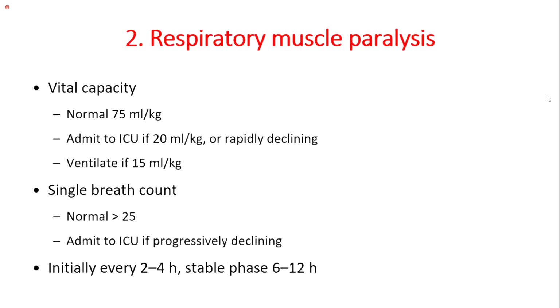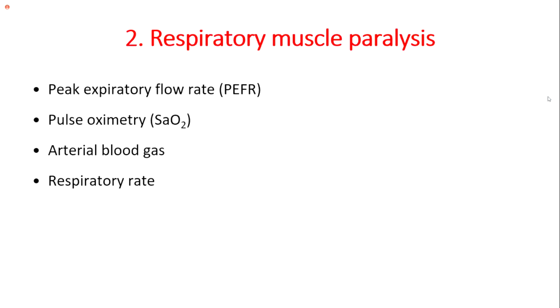Right. So we monitor these patients every 2 to 4 hours. And once they're stable, we monitor them every 6 to 12 hours. What about peak expiratory flow rate, pulse oximetry, arterial blood gas, respiratory rate? Those are different ways in which we measure respiratory muscle paralysis. The peak expiratory flow rate is something that we use for what?